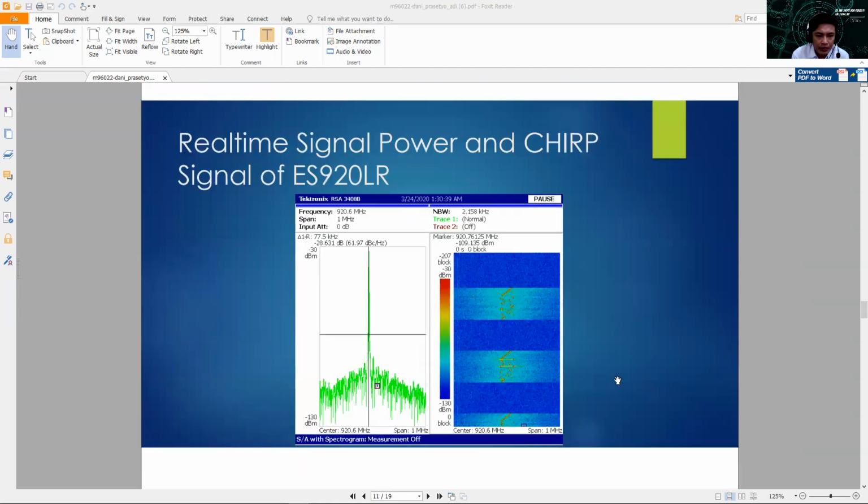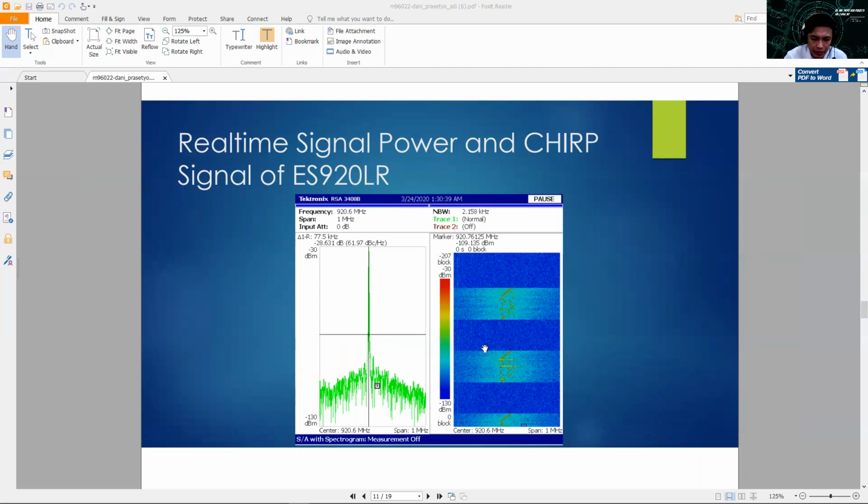And this is the real-time signal power and chirp signals on the ES920LR. This is a spectrogram, and from the spectrogram, the data is around minus 30 dBm. This is a very strong signal on the transmission data. And on the right side, this is a chirp signal. The chirp consists of the up chirp, down chirp, and the data.